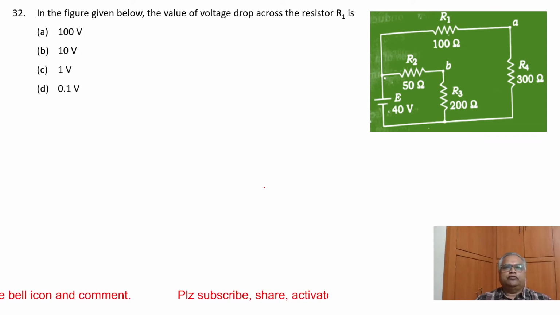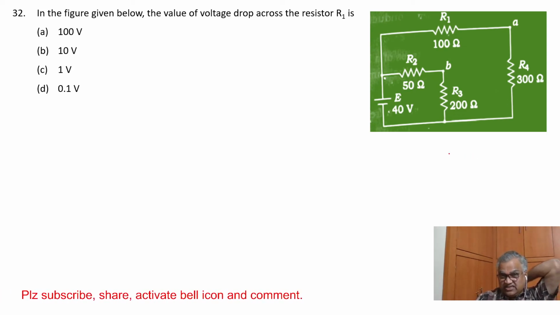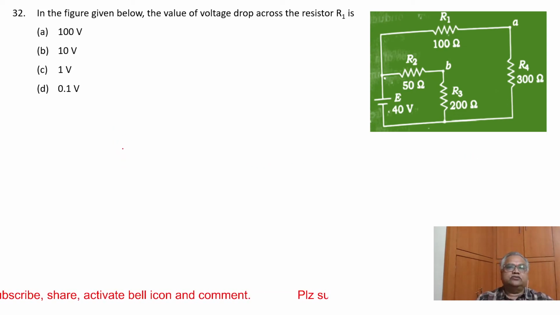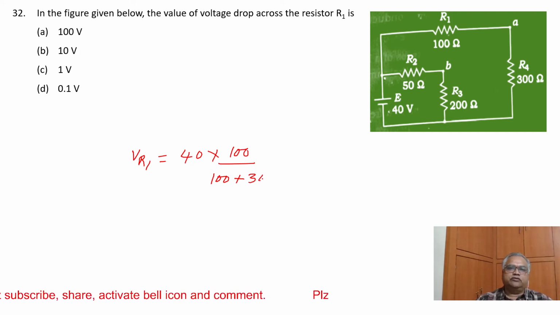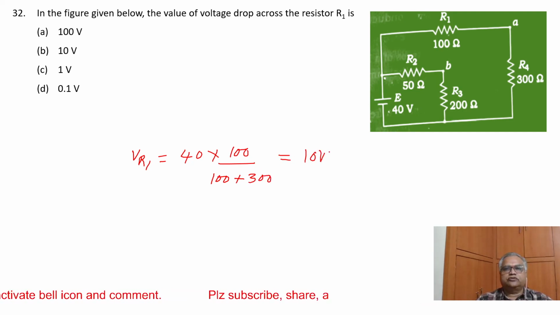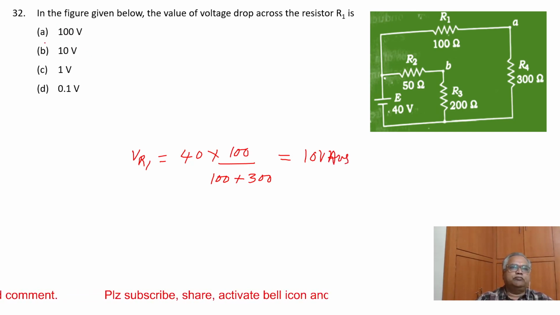In the figure below, find the value of the voltage drop across resistor R1. R1 and R2 are connected in series. So this is an easy problem. VR1 is equal to the applied voltage 40 times R1 by total: 100 by 100 plus 300. So simplify, you will get 10 volts. B is correct.